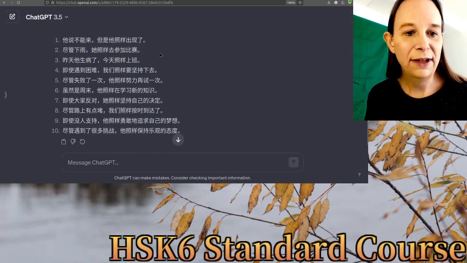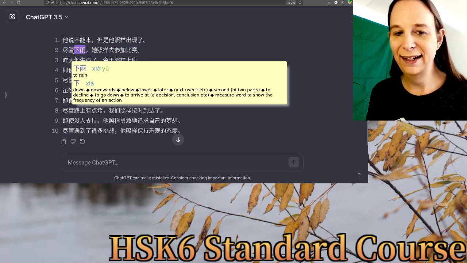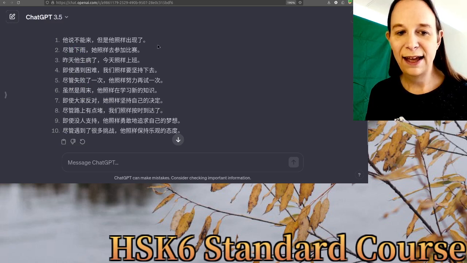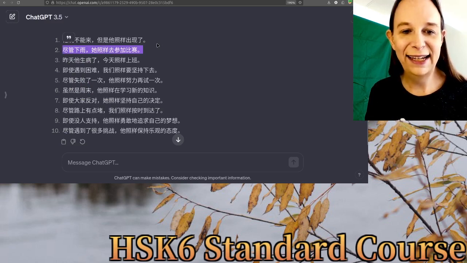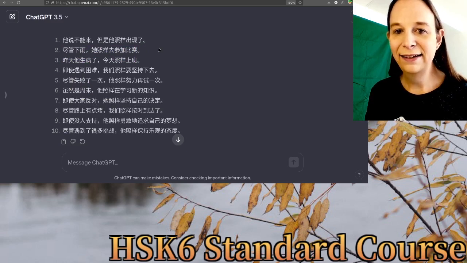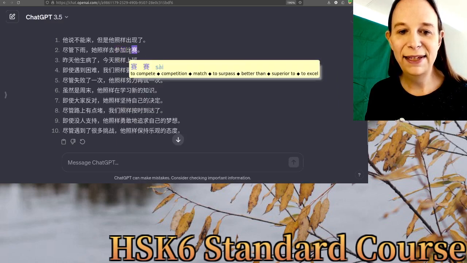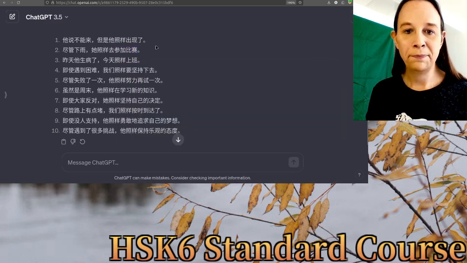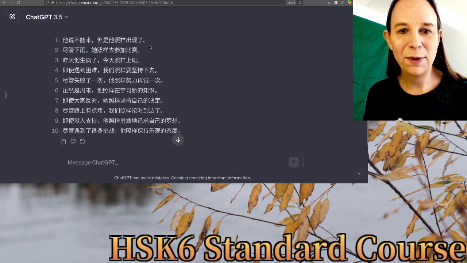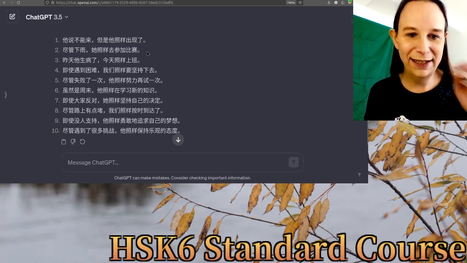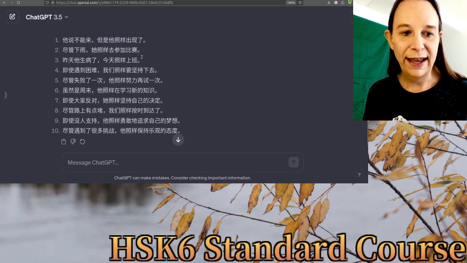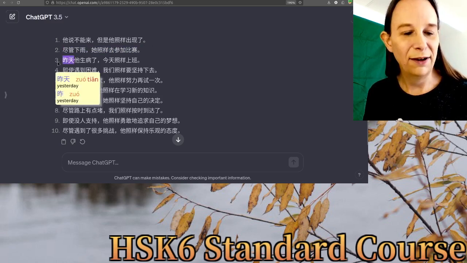尽管下雨，他照样去参加比赛。Despite the rain, despite it being raining, she nevertheless attended the competition. 参加比赛 is to participate in the competition, right? 参加比赛 yeah. This is not watch. 观看比赛 is watch a competition, watch a match.